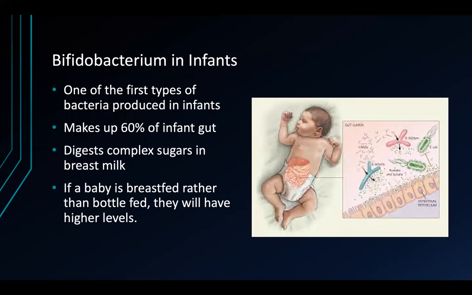Bifidobacterium in infants. When I was researching this topic, infants came up as a connection to Bifidobacterium because it's one of the first types of bacteria that colonizes infants. It makes up 60% of the infant gut. Its main purpose is to digest complex sugars in the breast milk.